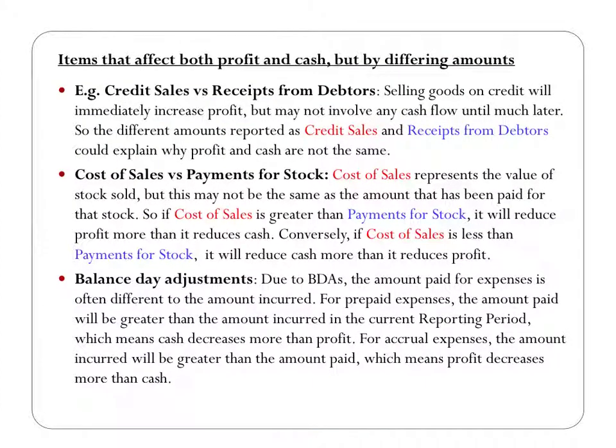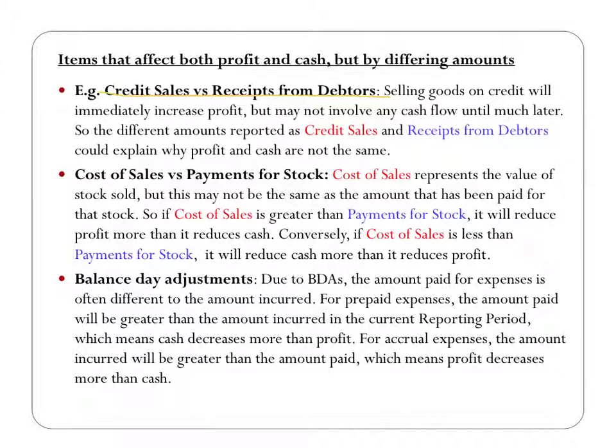Okay, items that affect both profit and cash, but by different amounts. So this is the third and final scenario we can talk about, why cash might be different to profit. The first one we're going to have a look at is credit sales versus receipts from debtors. If you sell goods on credit, this will immediately increase your profit, but may not involve any cash flow until much later, until the debtors decide to pay you.